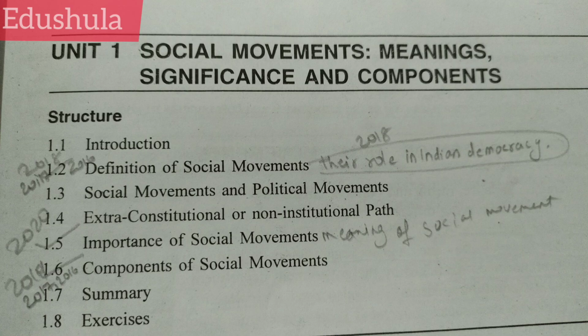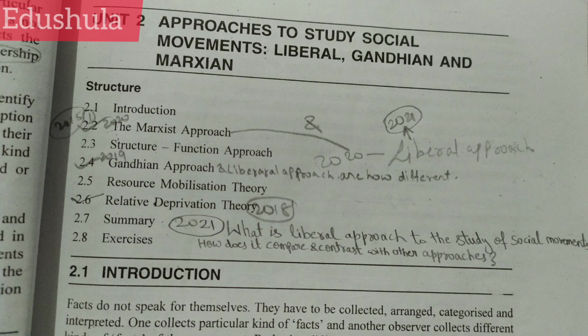Components of social movements. The Marxist approach, liberal approach, Gandhian approach and liberal approach, how are they different? Relative deprivation theory. What is the liberal approach to the study of social movements? How does it compare and contrast with other approaches?